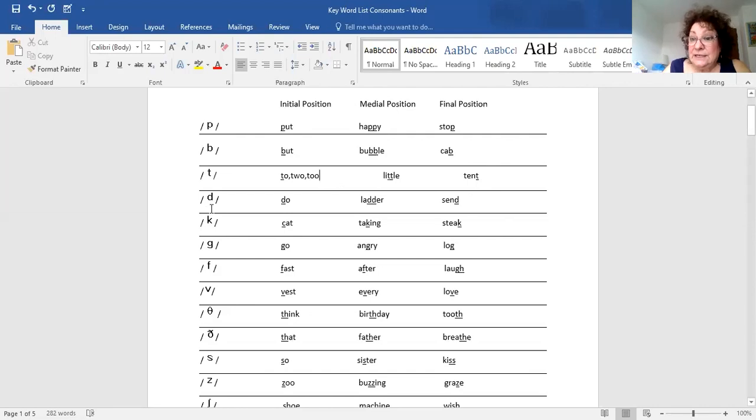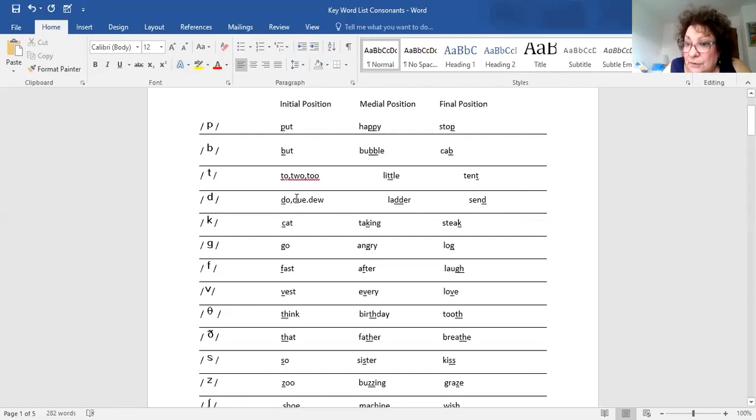Lowercase alphabet letter D represents D. It's the cognate to T. T is voiceless, D is voiced. As in do, and again, any do you want. They're all pronounced the same way. Medial position, ladder, and final position, send. Final position, we tend to omit.